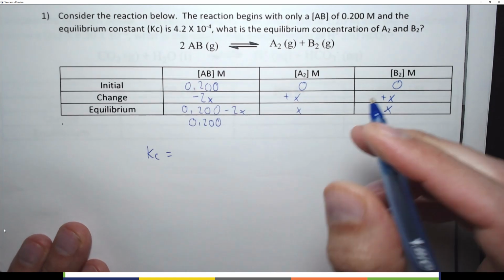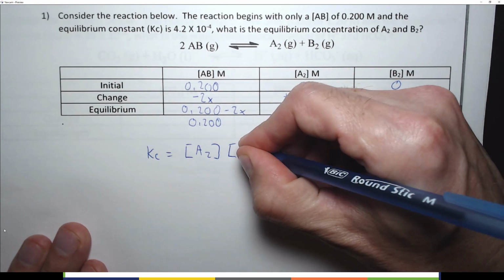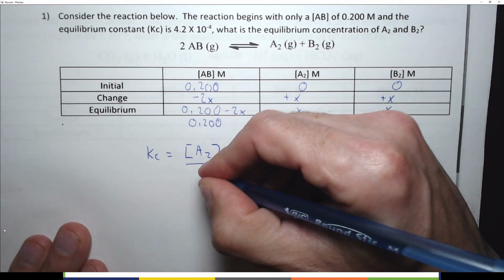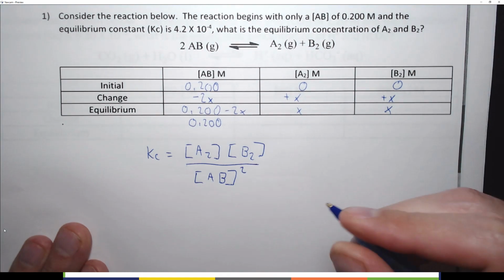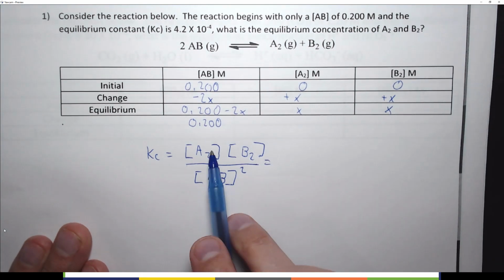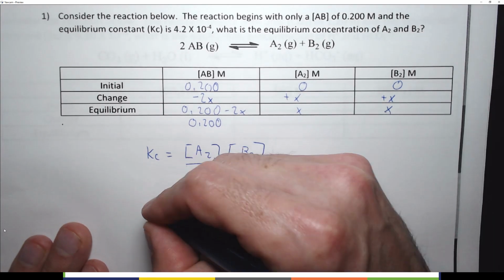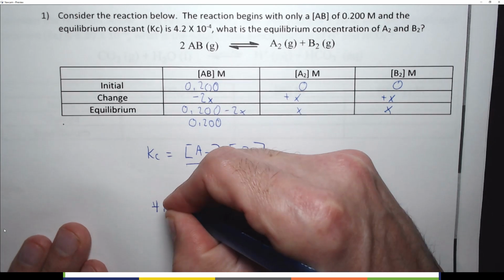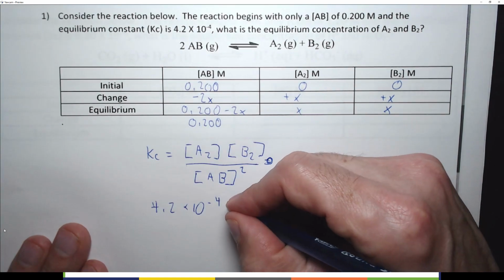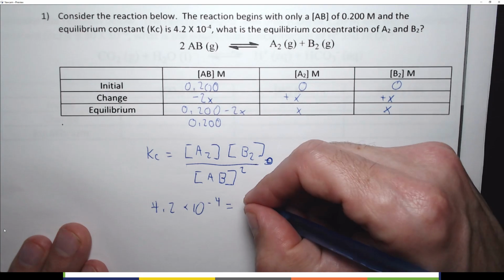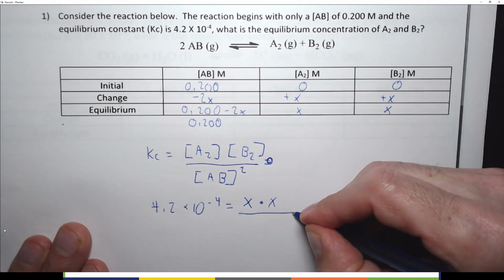Kc equals products over reactants. Concentration of A2, concentration of B2, over concentration of AB squared. All right? Equals, and well, I'm going to rewrite it because I have Kc. So in this case, I want to write the Kc value, 4.2 times 10 to the minus 4, just given in the problem right there.